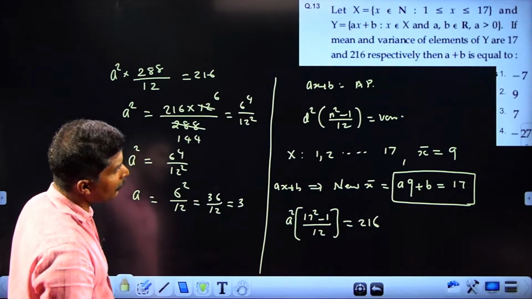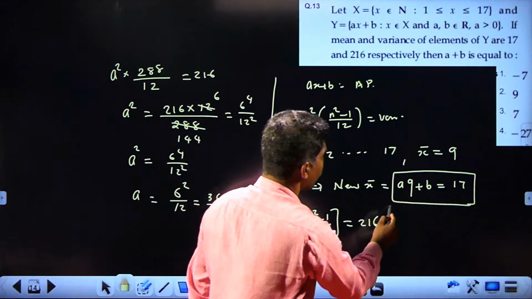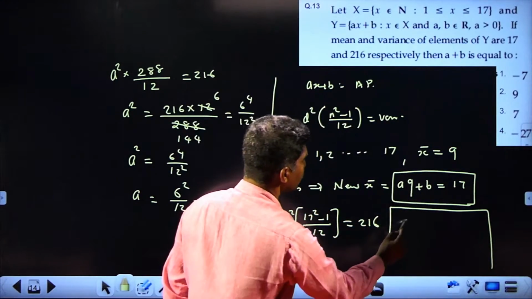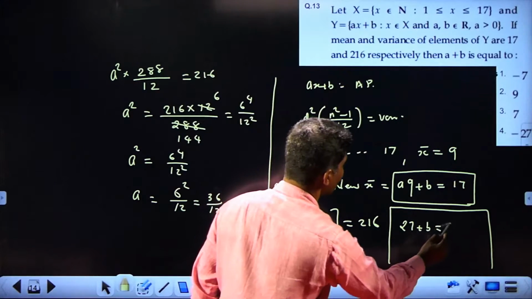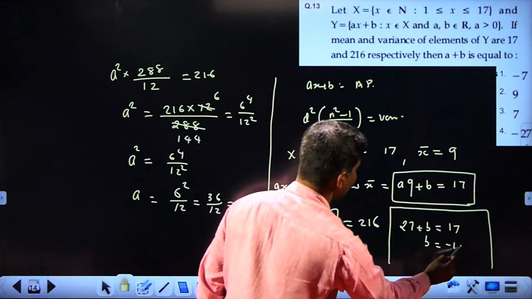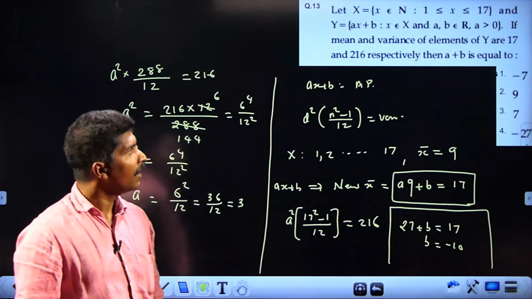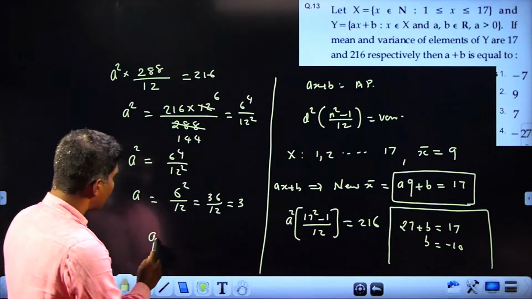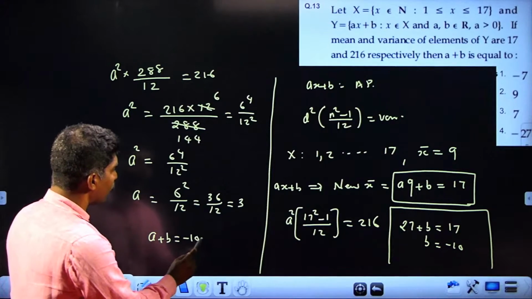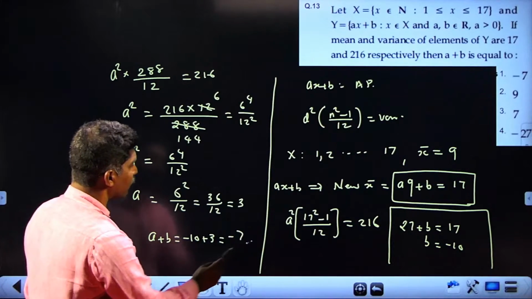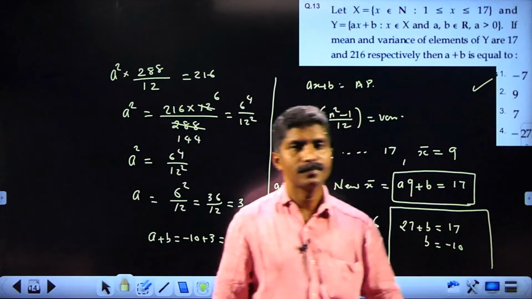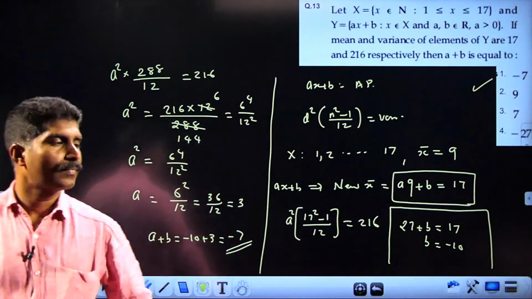And that value we will substitute here. Substituting a is equal to 3, what will you get now? 27 plus b is equal to 17. Therefore, b is equal to negative 10. And we have to calculate a plus b. Then what is a plus b? A plus b is equal to negative 10 plus 3, that is equal to negative 7. A plus b is equal to negative 7, you can see the option. Next question.